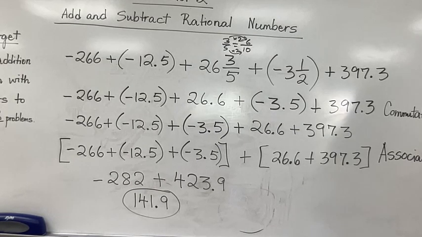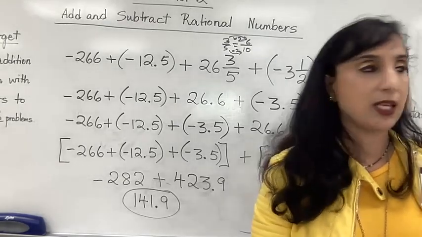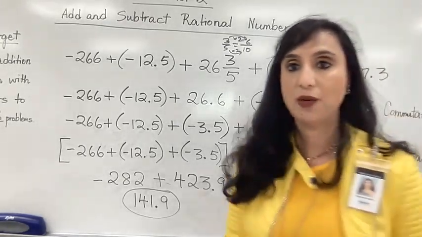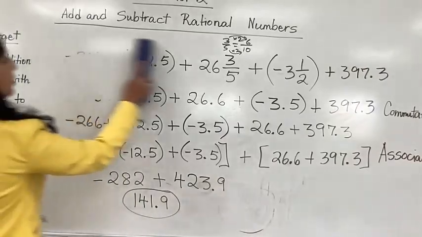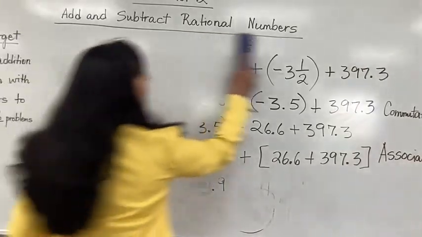Now let's do a problem where we are going to go into subtraction. When subtracting rational numbers, the rules that apply to subtracting integers also apply to subtracting rational numbers. And in order to subtract two values, you need to convert them to exactly the same form, just like we did with addition. So let's do subtraction now.